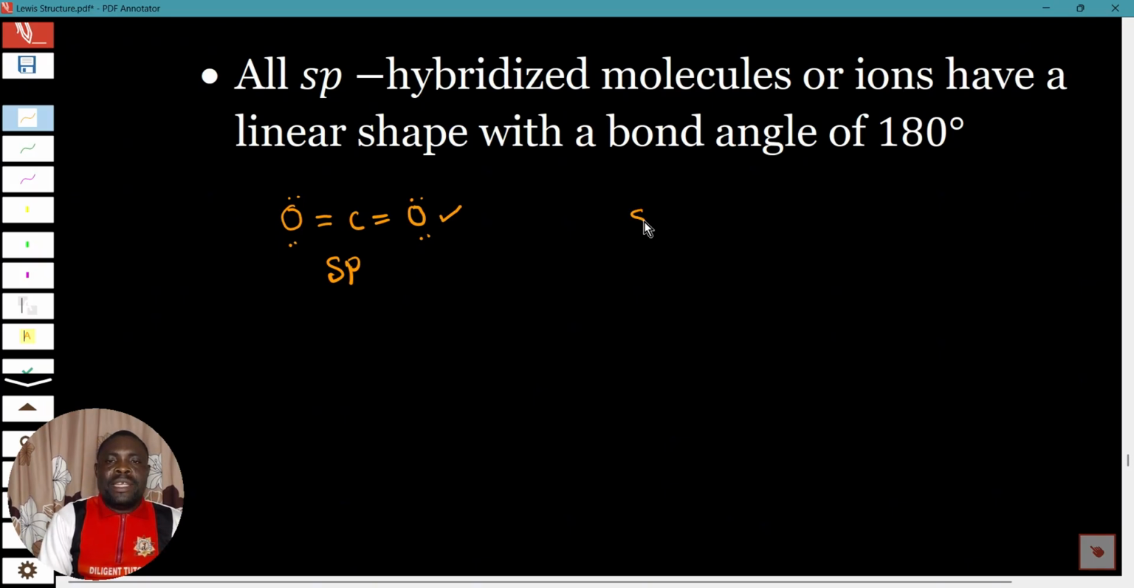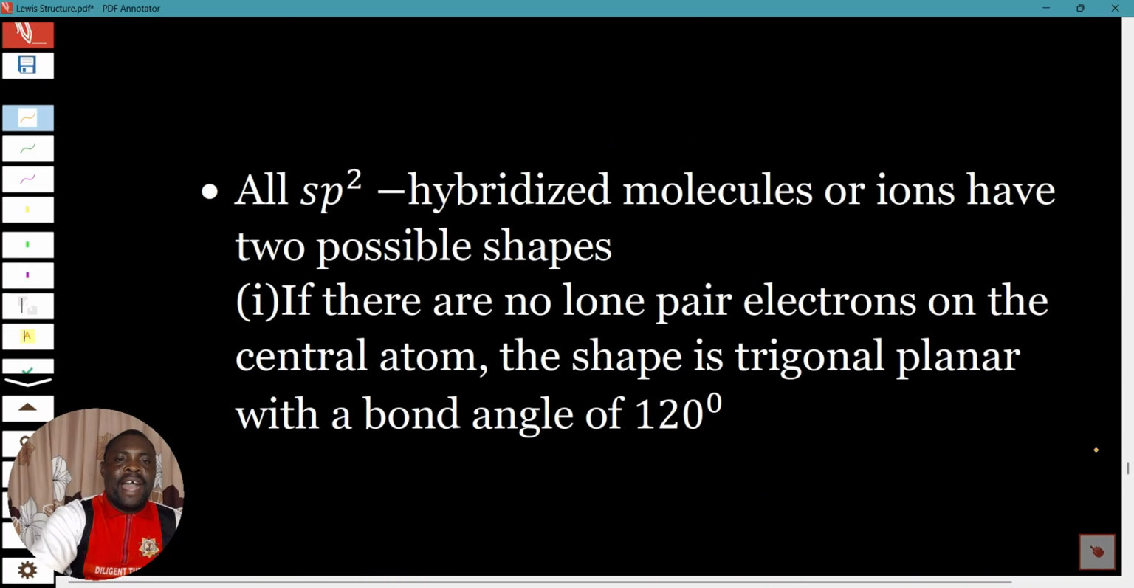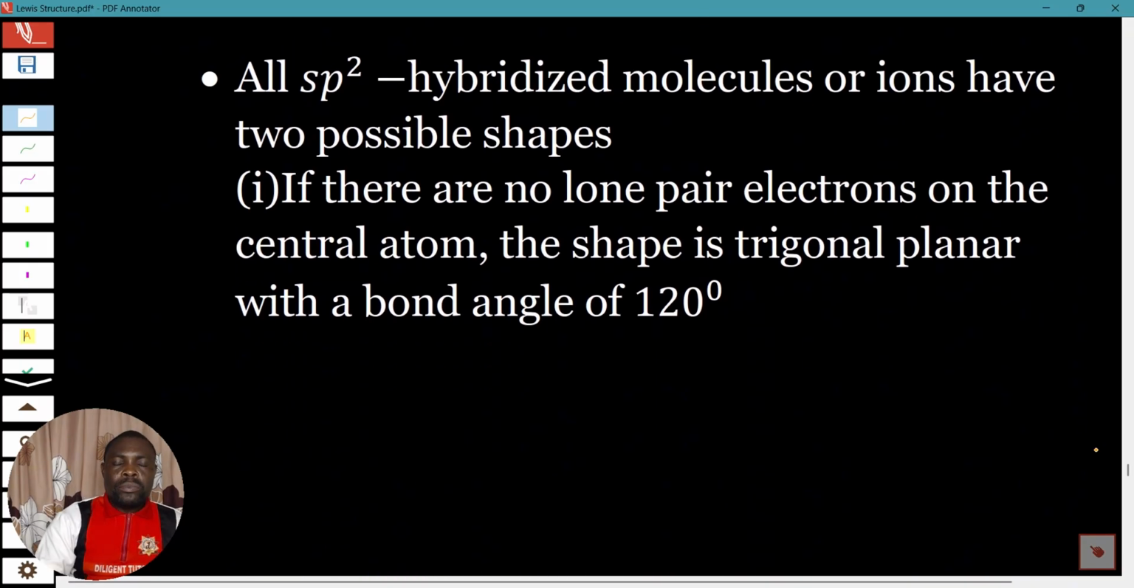Now, carbon disulfide also has a hybridization of sp. Because the hybridization is sp, the shape will be linear and the bond angle will be 180 degrees. So all molecules that are sp hybridized always have a linear shape.